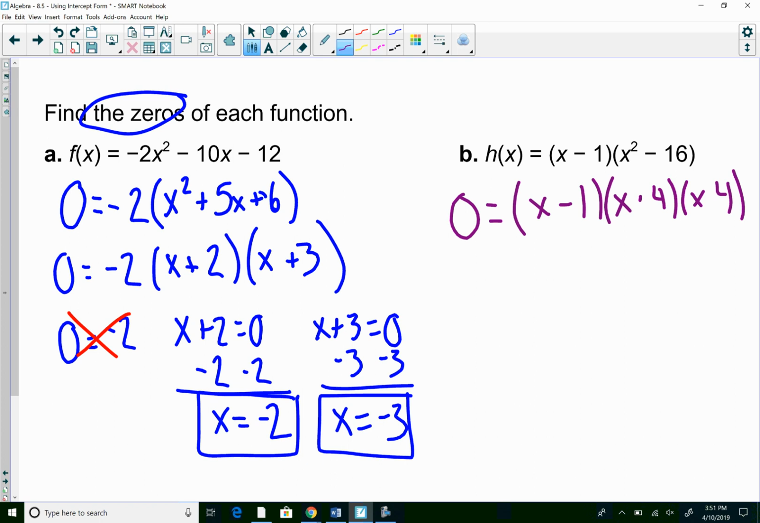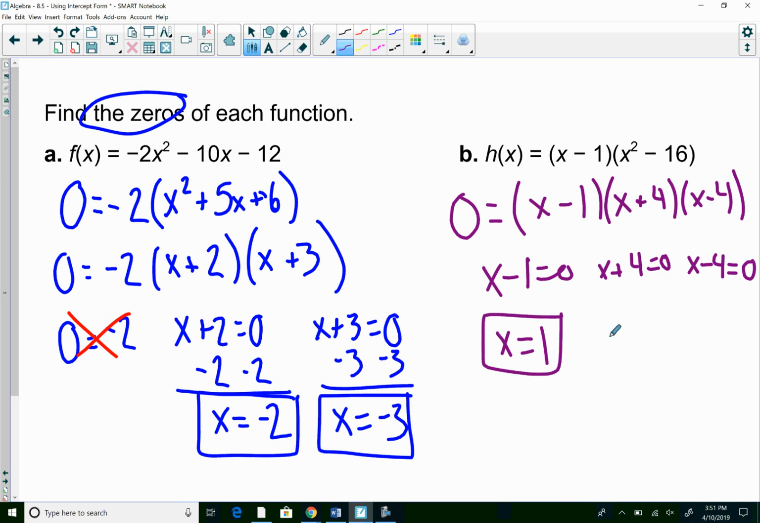I don't have a middle term here, so I got to get rid of that middle term there. +4, -4. Take x minus 1, set it equal to 0. Take x plus 4, set it equal to 0. Take x minus 4 and set it equal to 0 and solve. You get 1. You get -4. And you get +4.